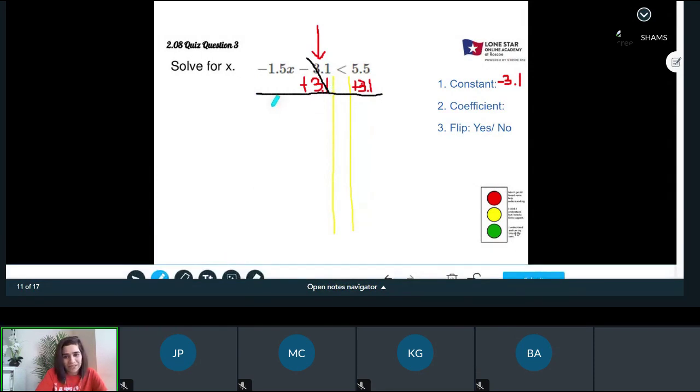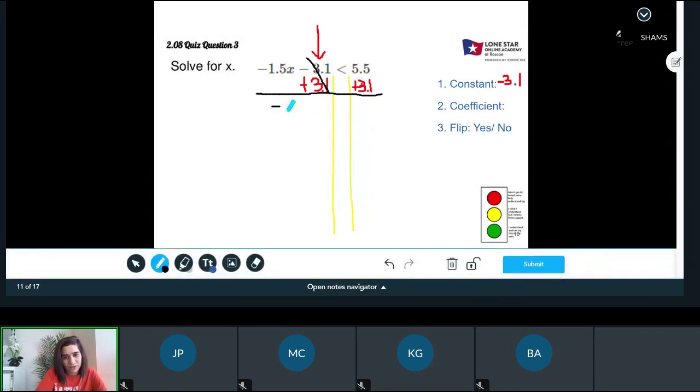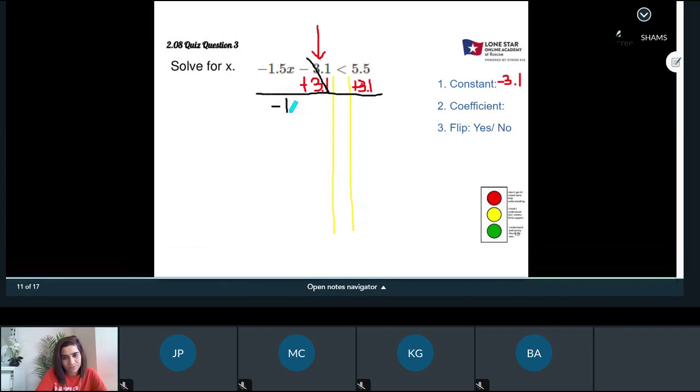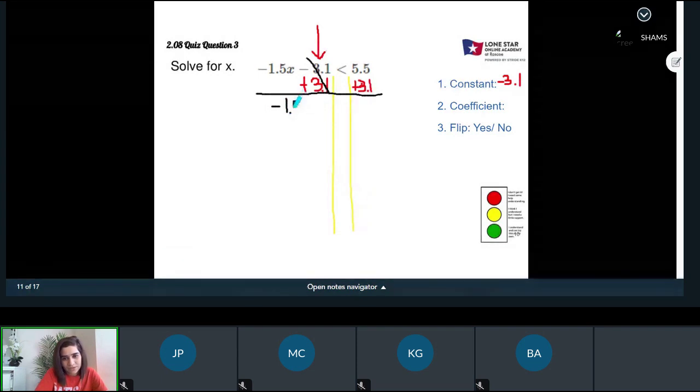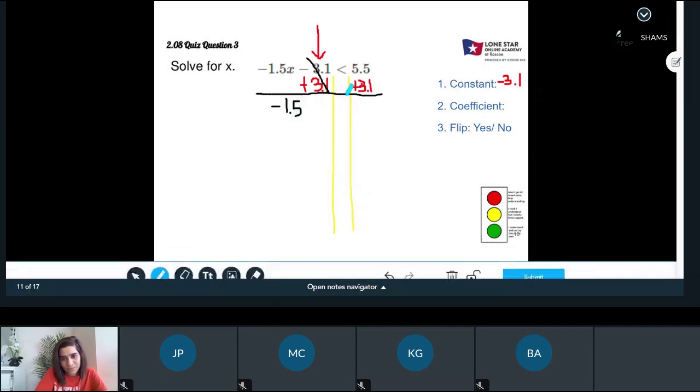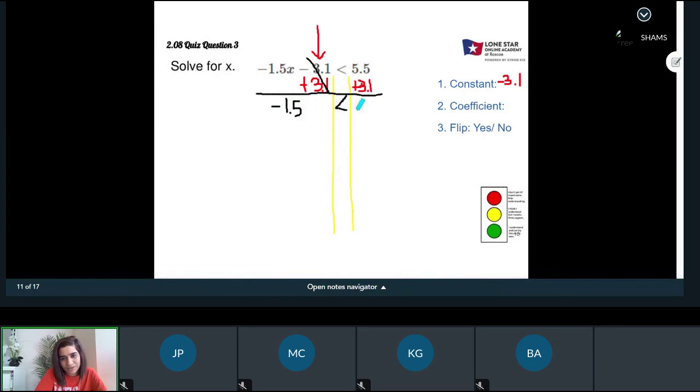And on the left side, I'm left with negative 1.5x is less than 8.6. 5.5 plus 3.1 should give you 8.6. Then go ahead, think about the next step.